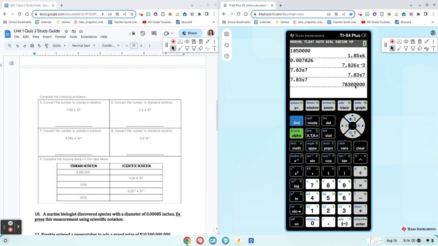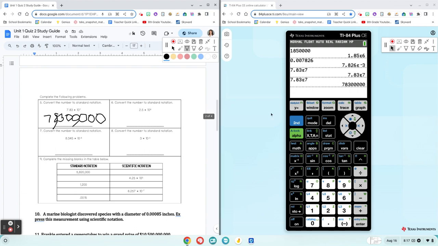We have 783 and 1, 2, 3, 4, 5 zeros. So 7, 8, 3, and 5 zeros. And then we can add the commas after we make sure we write it exactly from our calculator. So 1, 2, 3, comma. 1, 2, 3, comma. Looks like 78,300,000 is that in standard form. I hope this helps. I want you to finish these and practice, and you're going to ace this quiz.